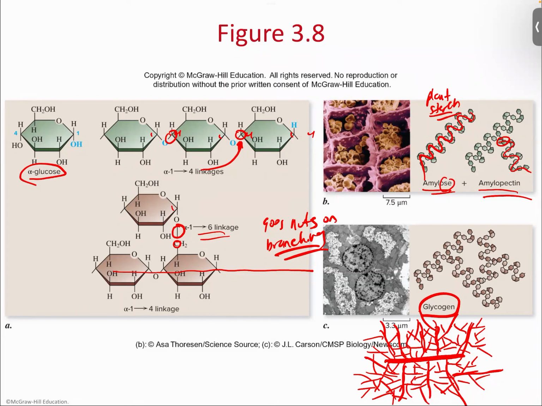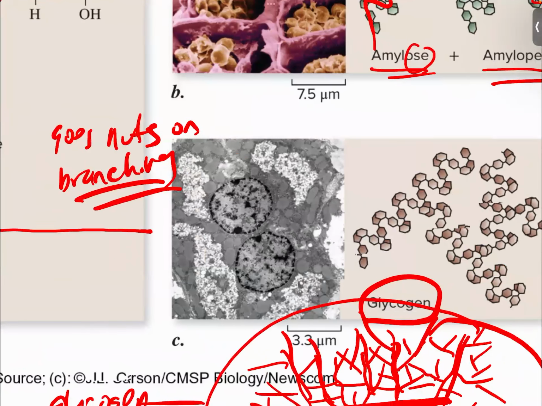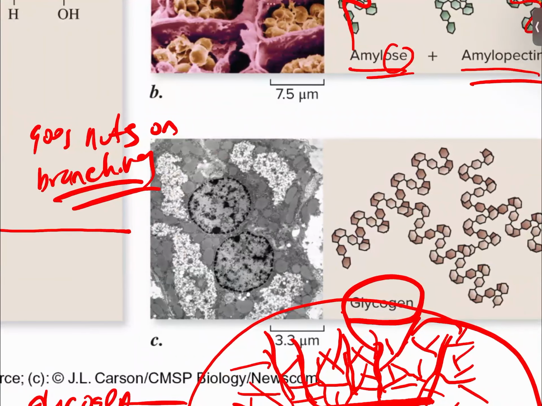So as a result, what you basically have is this dense cluster that we refer to as a glycogen granule. And when you take a look at this electron micrograph, a transmission electron micrograph of a liver cell, these little black grains right here, these are glycogen granules that you've stored in there.